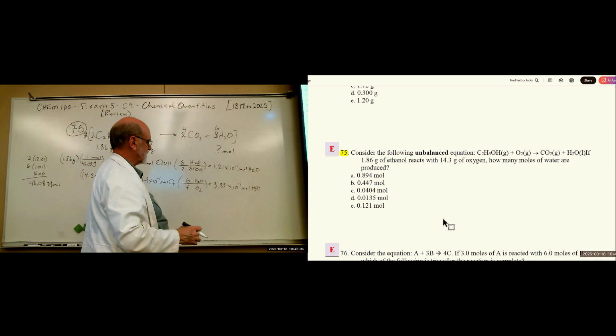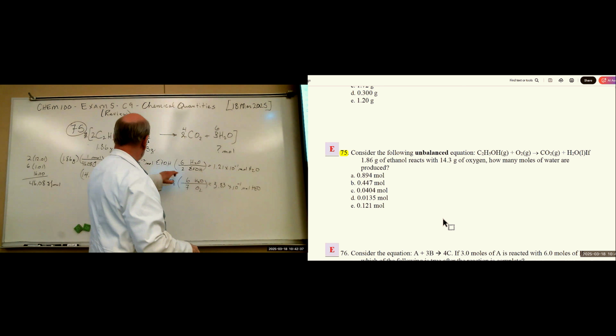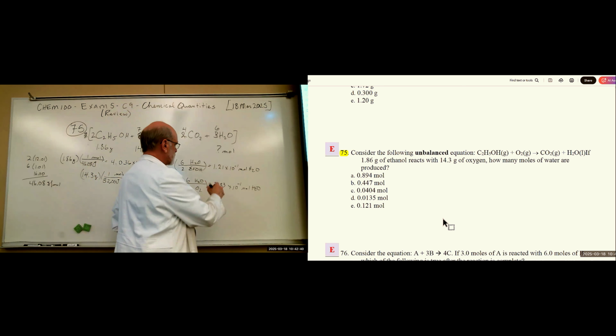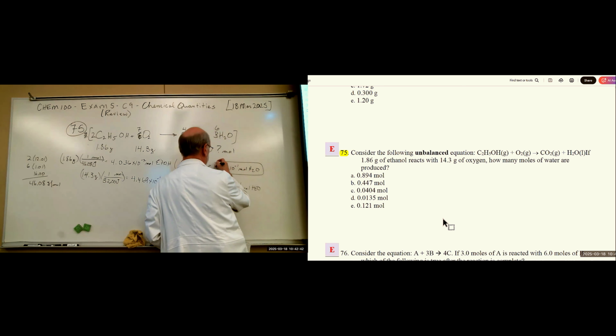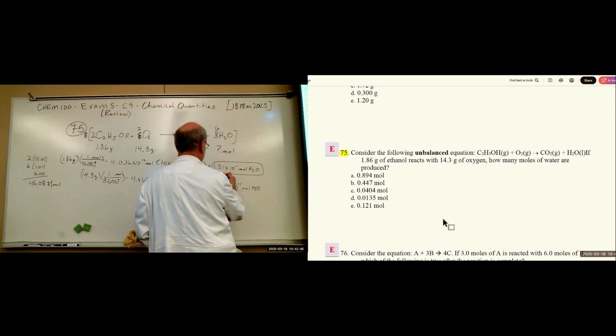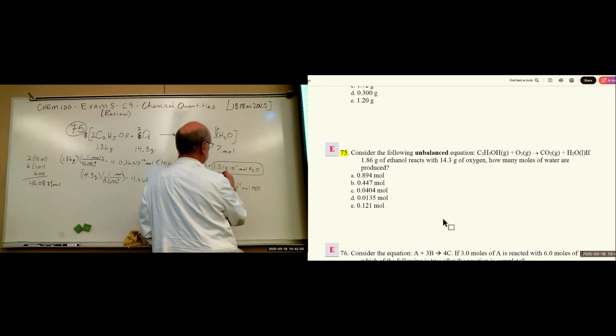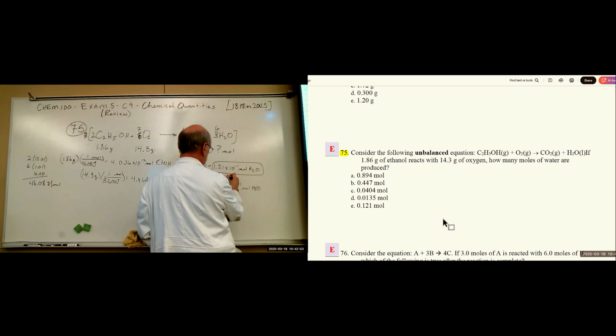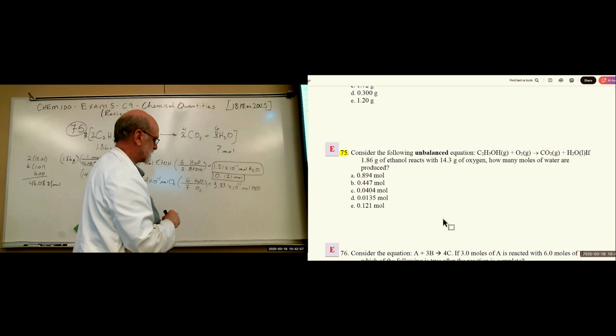So which one's limiting? The smallest one. Right? The ethanol produces the least amount. It's probably, yeah, it is. Move it 1 to the left. 0.121 moles. There we go. So that's E.